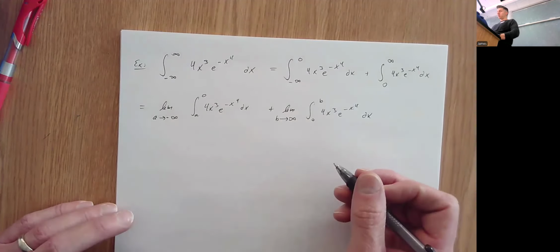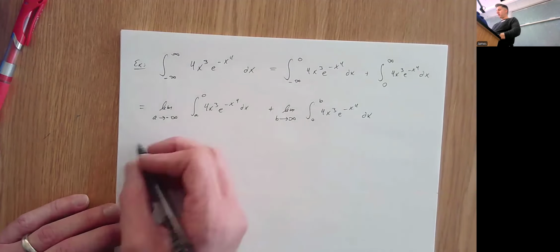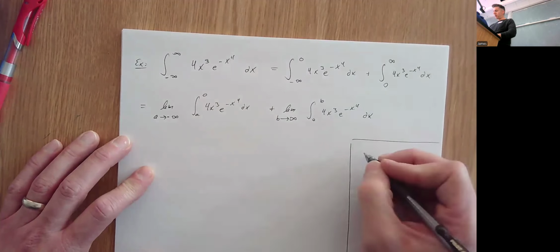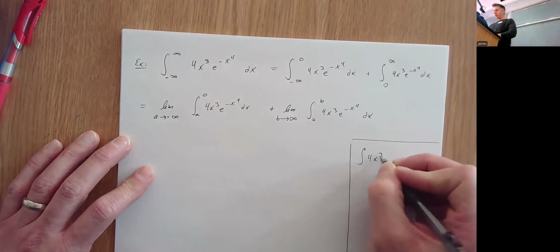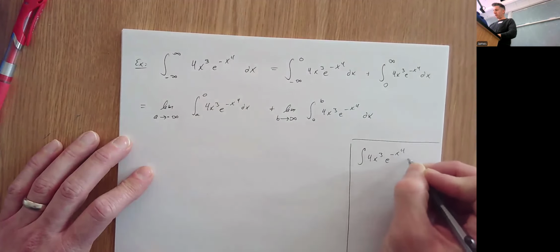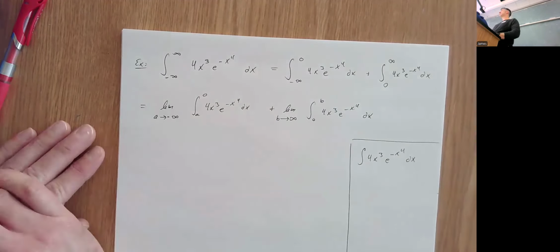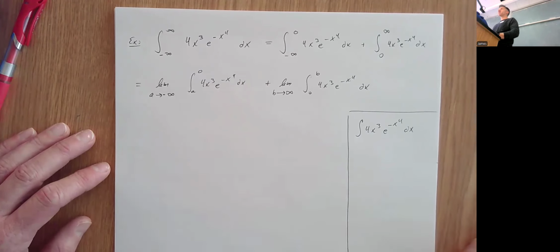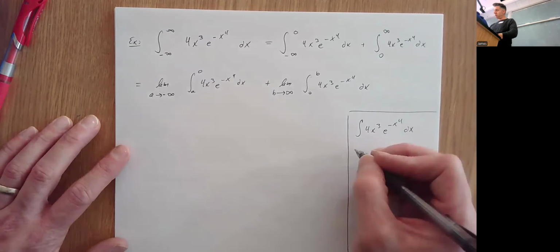Well, let's do the integration. So let's look at this one first. In fact, let's just do the integral off to the side. So the integral of 4x cubed e to the negative x to the fourth. What method of integration am I looking at here? And what's my choice for u?